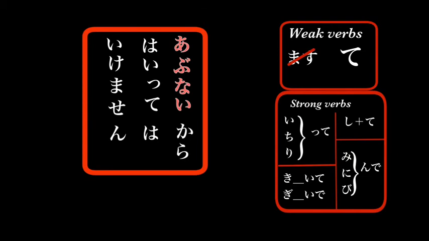Abunai kara haitte wa ikemasen. You might also hear abunai kara sawatte, coming from the verb sawarimasu meaning to touch. Abunai kara sawatte wa ikemasen. It's dangerous. You must not touch it. Sawarimasu, to touch. Sawatte wa ikemasen. You must not touch.